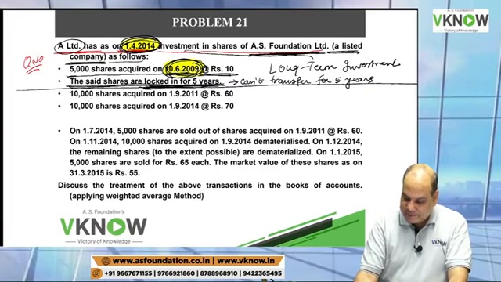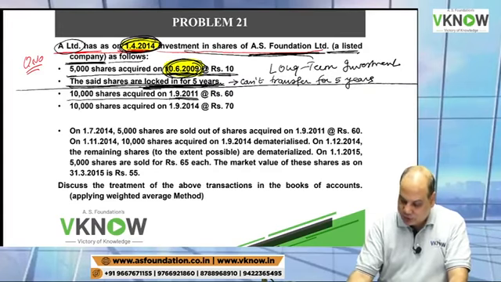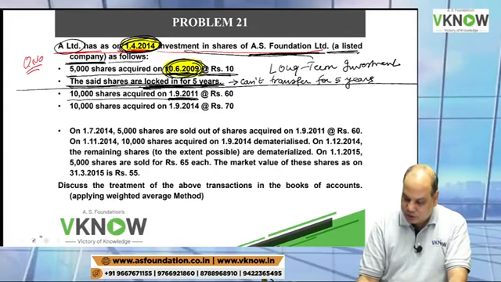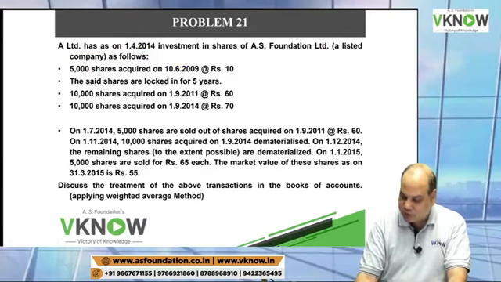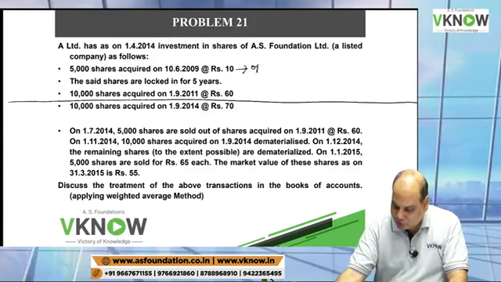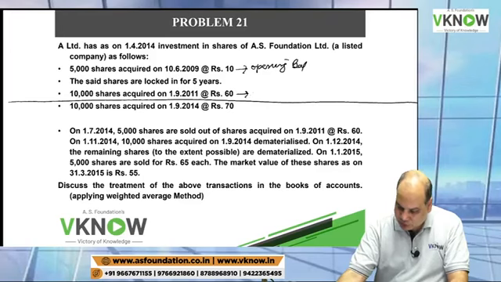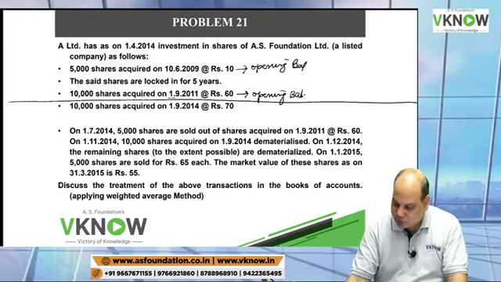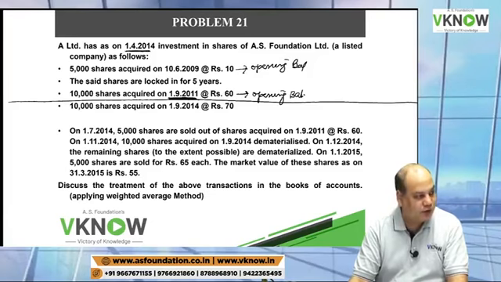Next line, 10,000 shares were acquired on 1/9/11. Oh my god, that means again some 2-3 years back. So this will form part of my opening balance, because this was also purchased on 1/9/11 and today we are standing on 1/4/14.